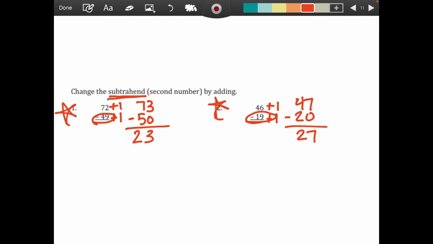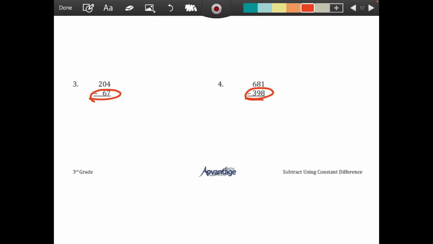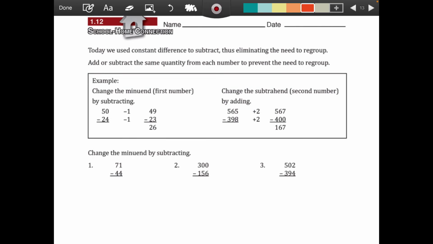Star or a circle. Ooh, let's see here. I think that's out of place. We'll go over here. Change the minuend by subtracting. Minuend, remember, is our first number. So let's start subtracting. I'm going to subtract 2, which is going to give me 69 subtract 42. 9 subtract 2 is 7. 6 subtract 4 is 2. So my answer is 27.